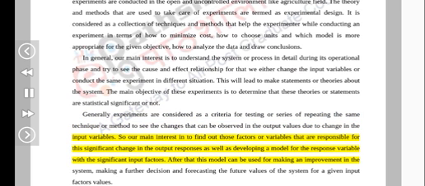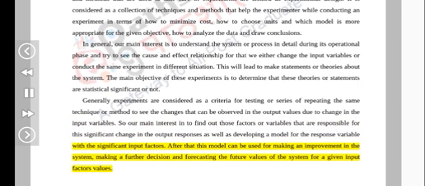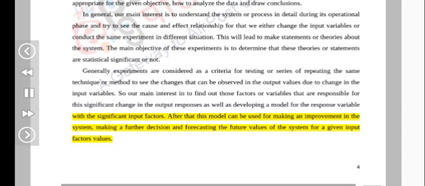So our main interest is to find out those factors or variables that are responsible for this significant change in the output responses, as well as developing a model for the response variable with the significant input factors. After that, this model can be used for making improvements in the system, making further decisions, and forecasting the future values of the system for given input factor values.